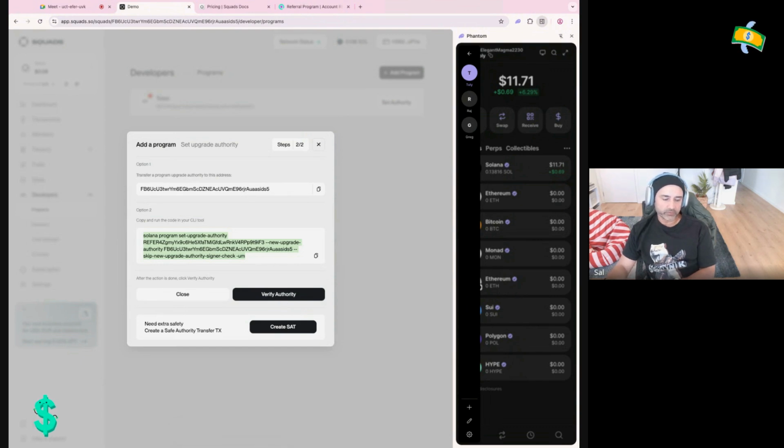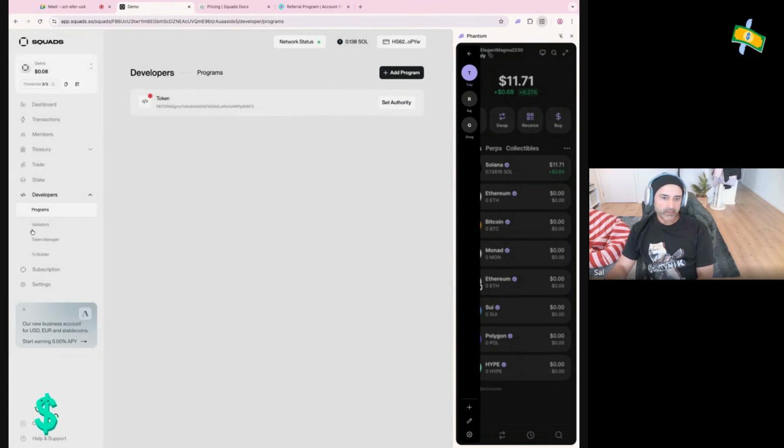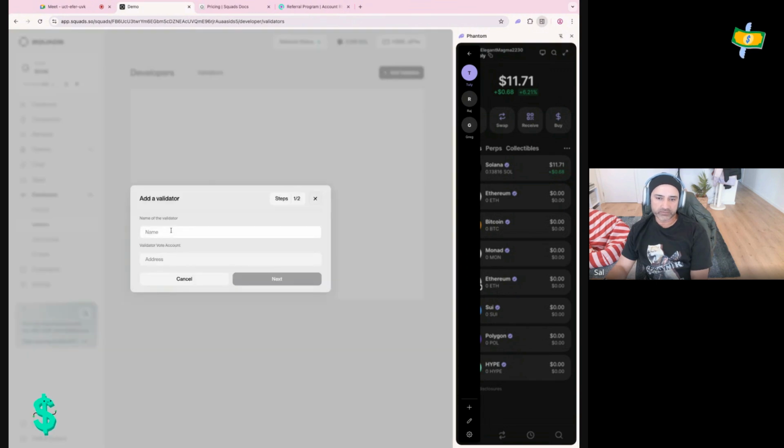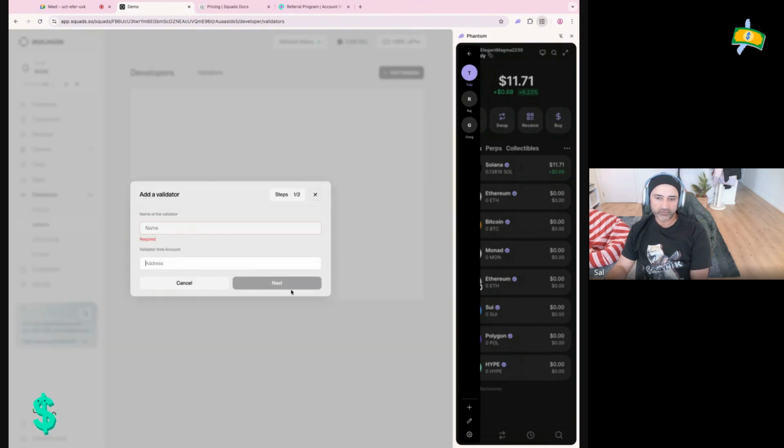So if we really wanted to do it, we could go and get this program from the chain, deploy it ourselves, and then update it to make sure that the update authority now belonged to the multisig. Right? Another thing you can do is validators. So validators can also be assigned to this treasury, so not just one person has too much control over it. Similar thing, what's the name, what's the vote account, and transfer that across into squads.